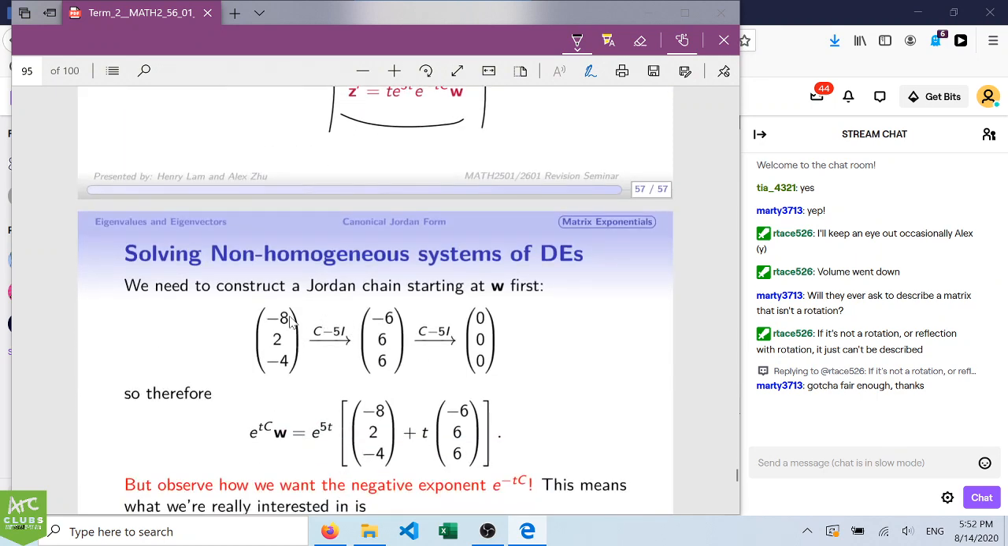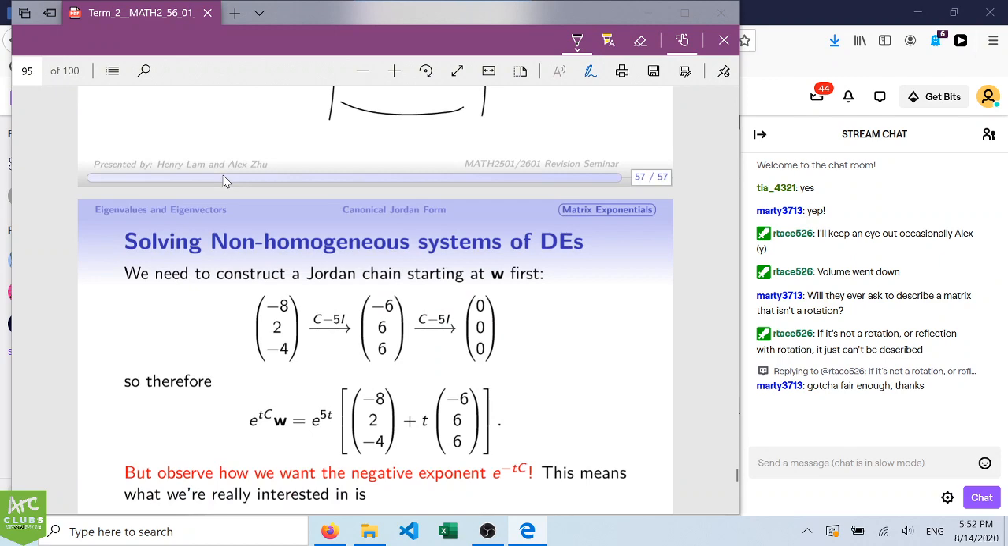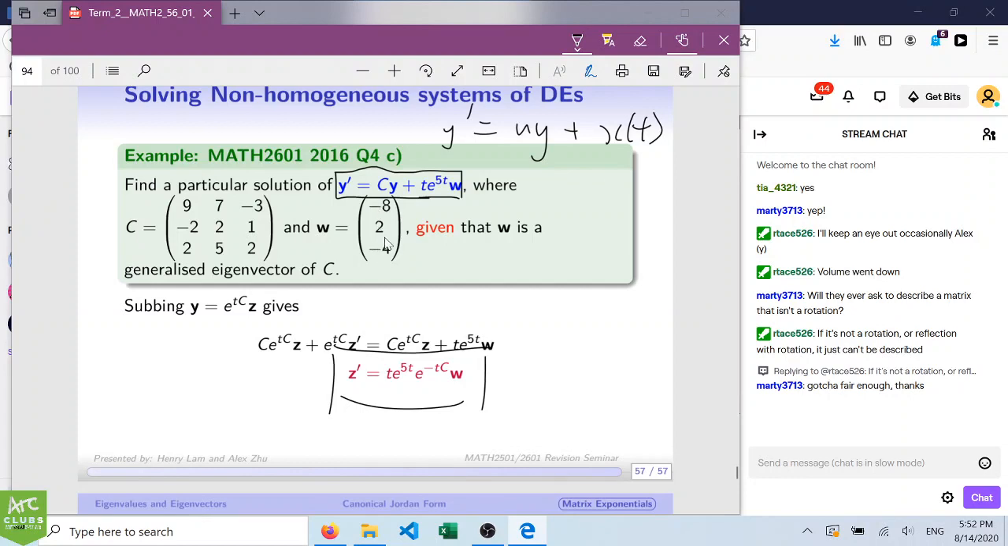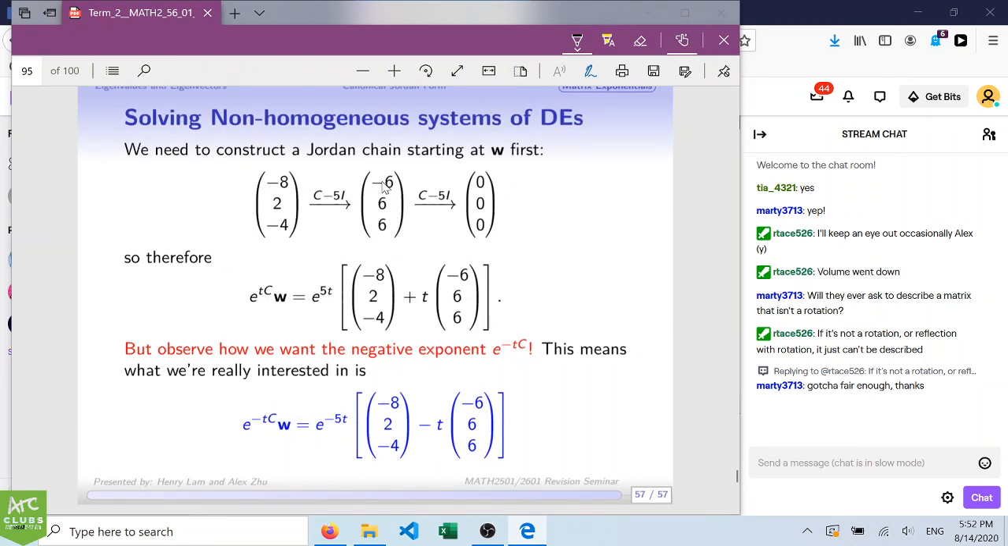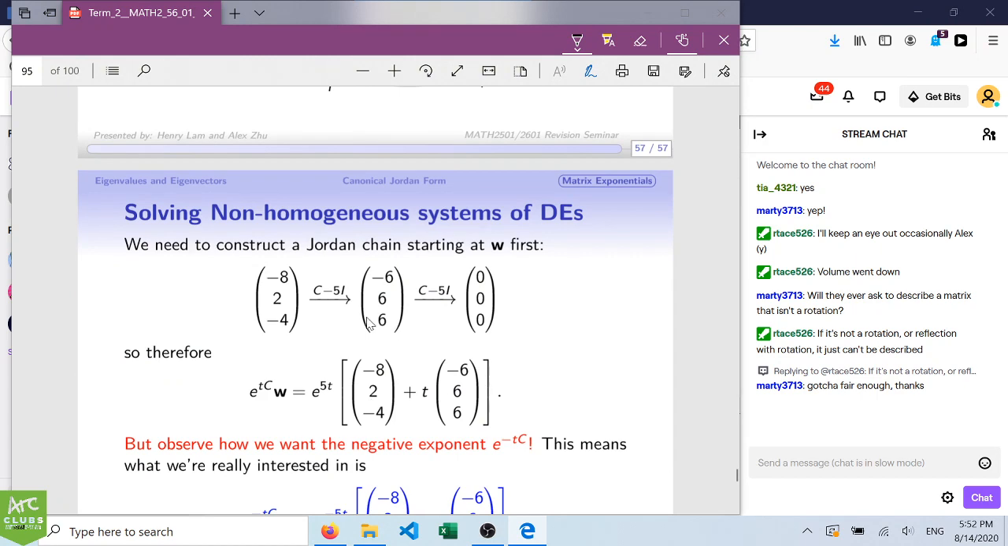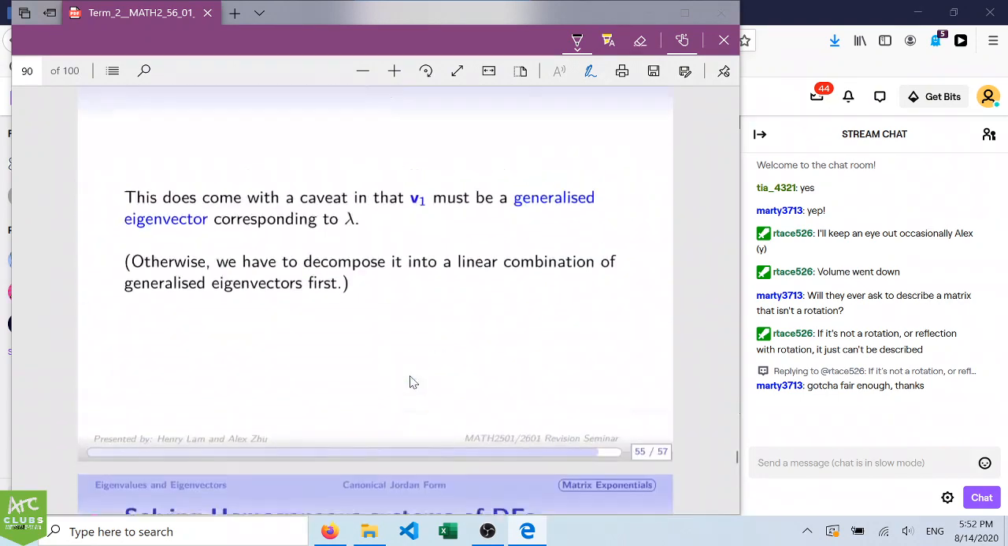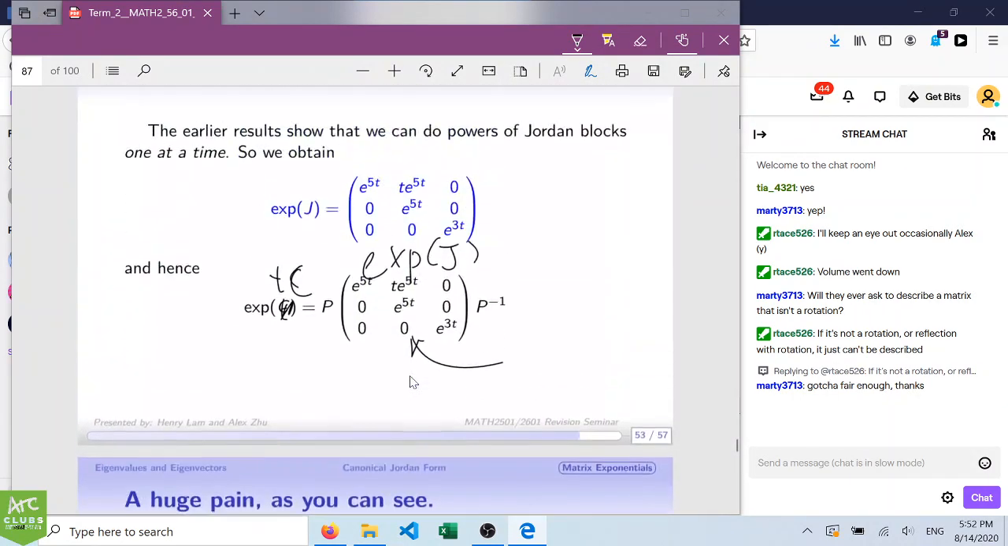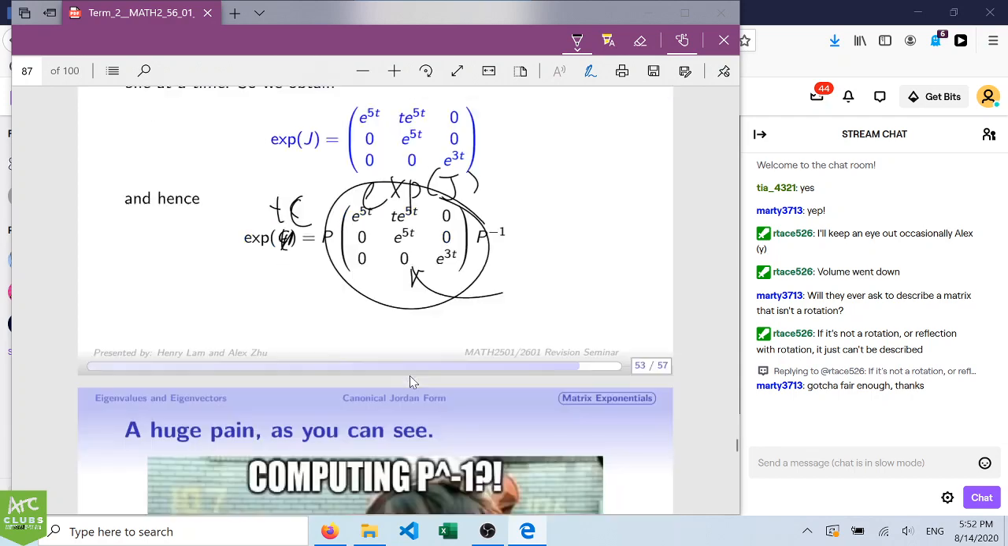Solving for that, we'll use the Jordan chain for this new matrix, which is minus A2. We're given that (-8, 2, -4) is a generalized eigenvector once again. Applying that onto the matrix, you get (5, -6, 6, 6), and then boom, you get 0, 0, 0. So your e to the tc is equated to this generalized eigenvector, but in reverse. You don't actually need to compute this thing anymore, it goes away.